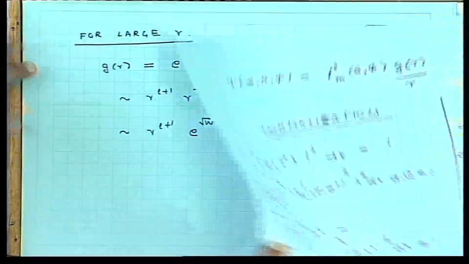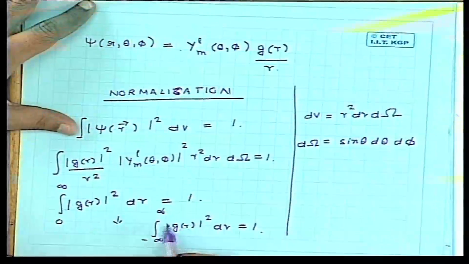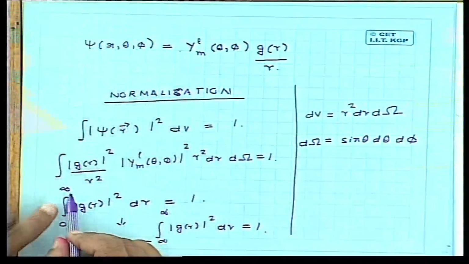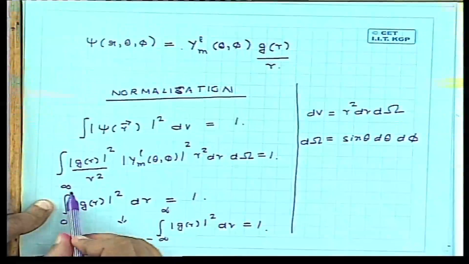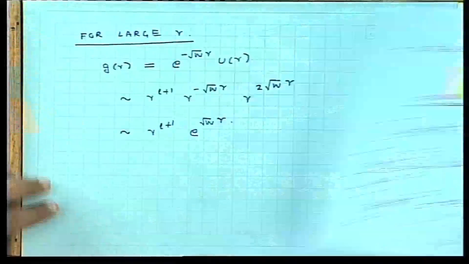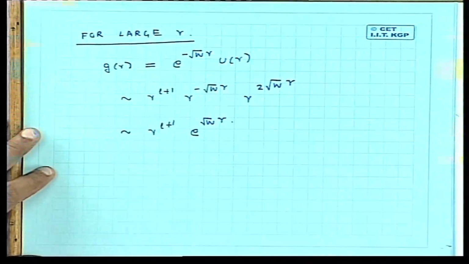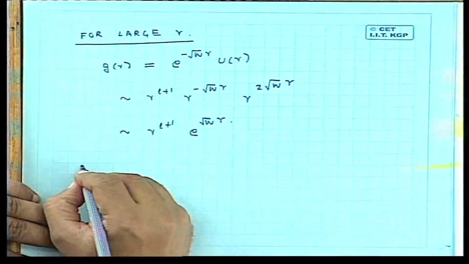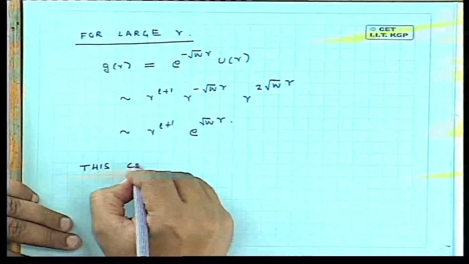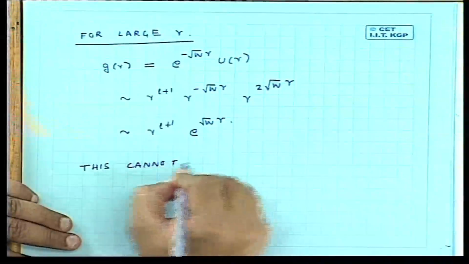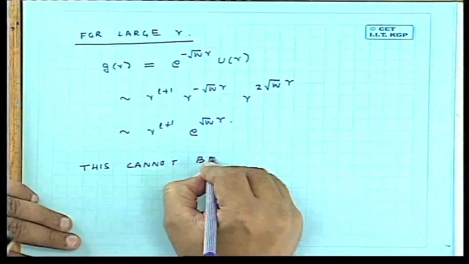So this function g of r cannot be normalized because it blows up, the integral will blow up at infinity. This function blows up at infinity, so this function cannot be normalized, so we have a problem.